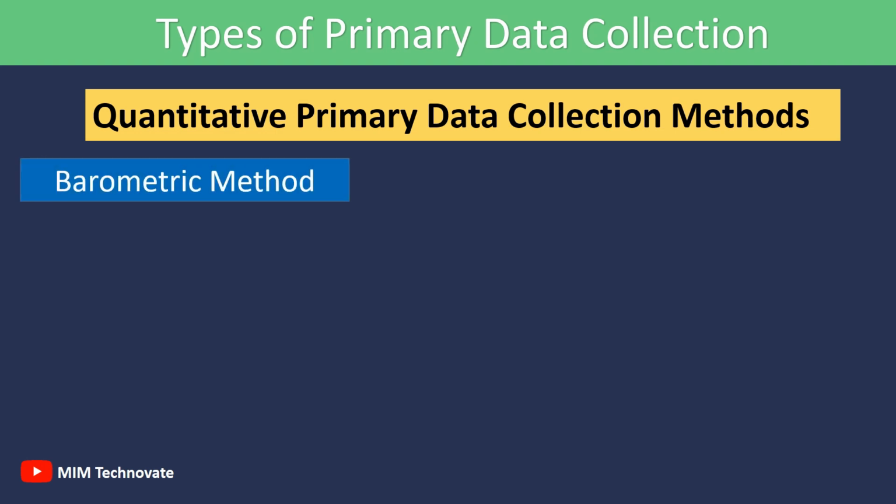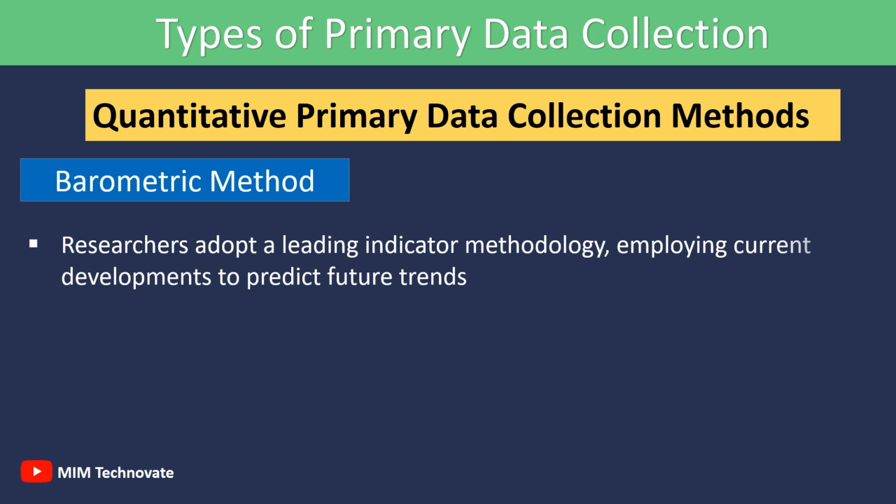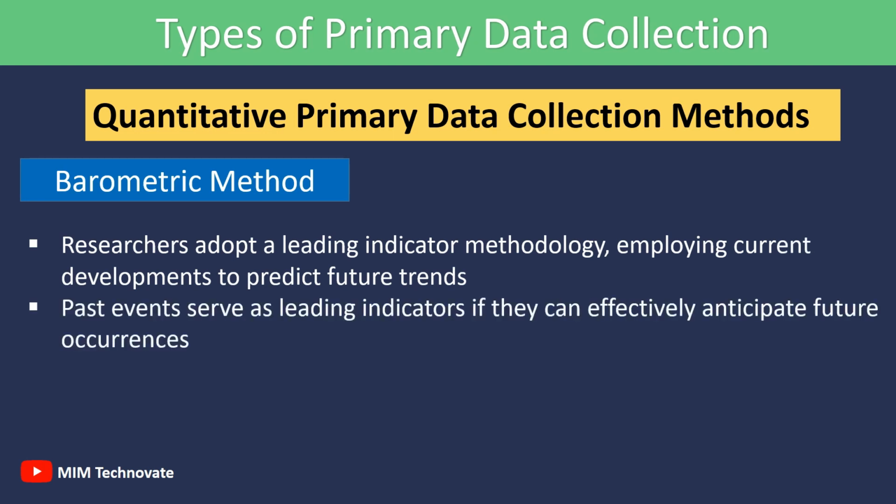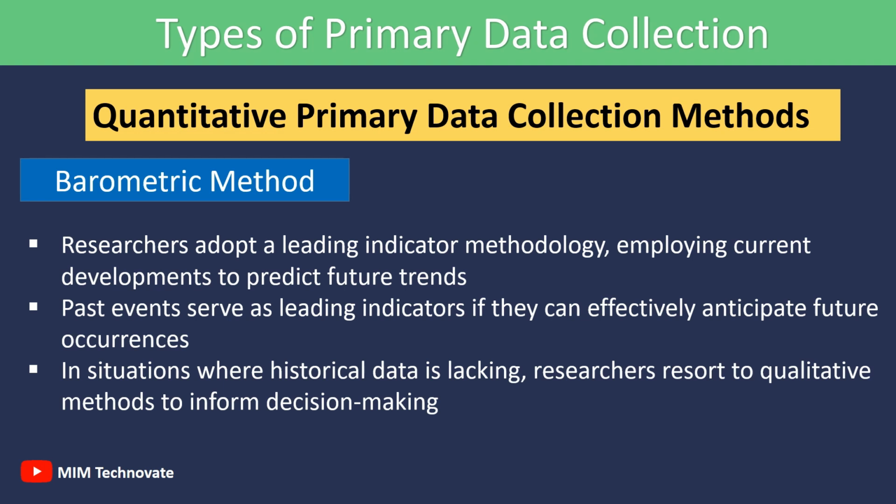Parametric method. In this approach, researchers adopt a leading indicator methodology employing current developments to predict future trends. Past events serve as leading indicators if they can effectively anticipate future occurrences. In situations where historical data is lacking, researchers resort to qualitative methods to inform decision-making.